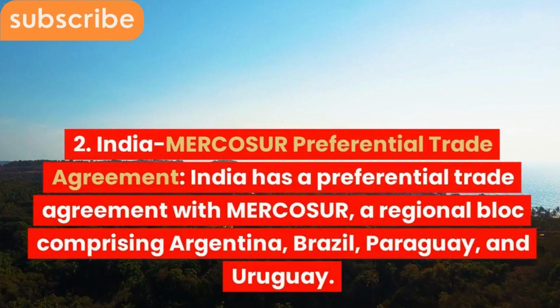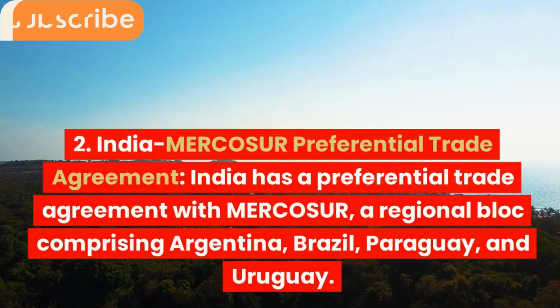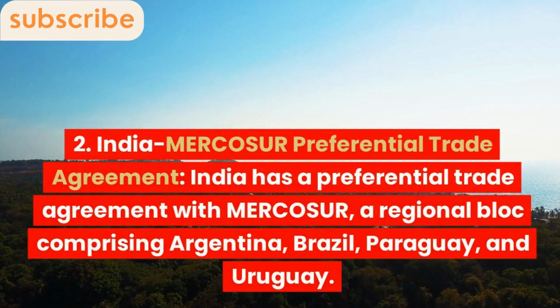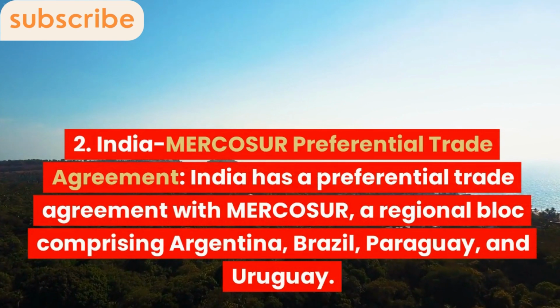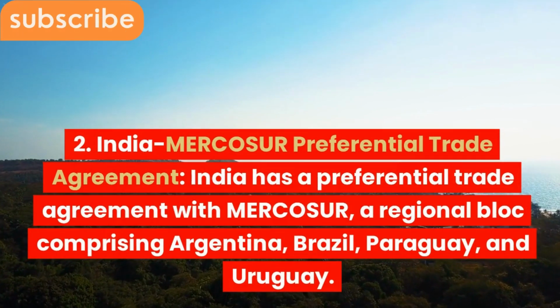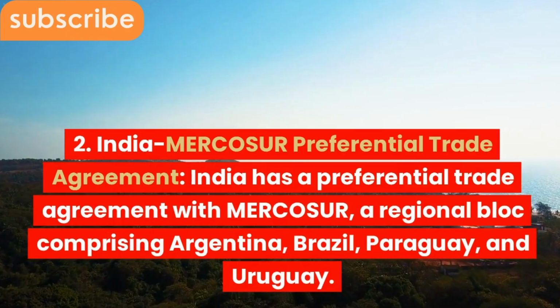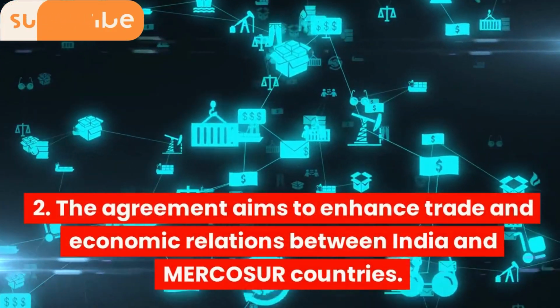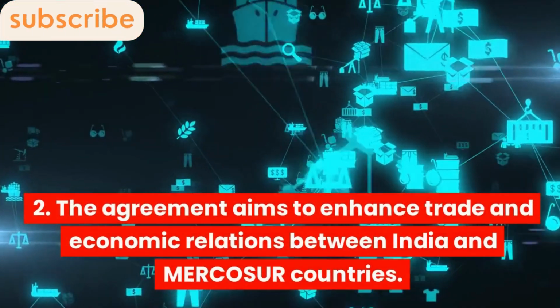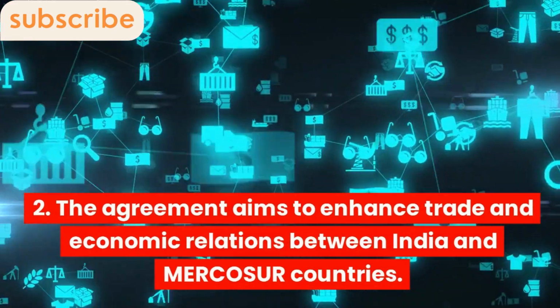2. India-Mercosur Preferential Trade Agreement. India has a preferential trade agreement with Mercosur, a regional bloc comprising Argentina, Brazil, Paraguay, and Uruguay. The agreement aims to enhance trade and economic relations between India and Mercosur countries.